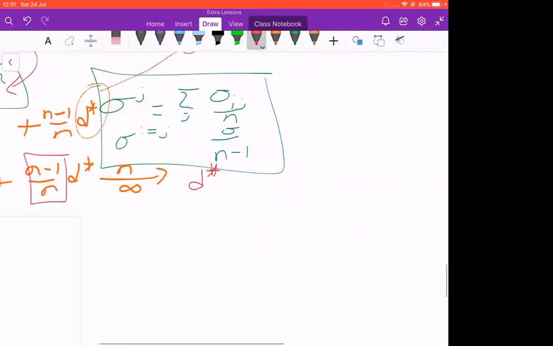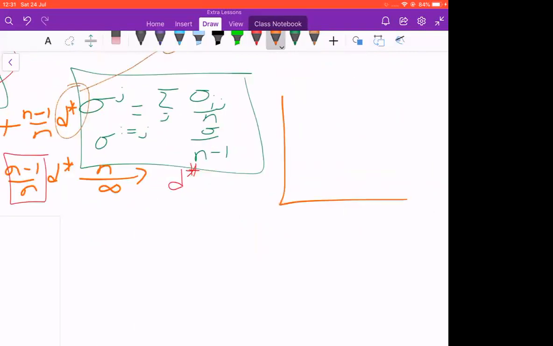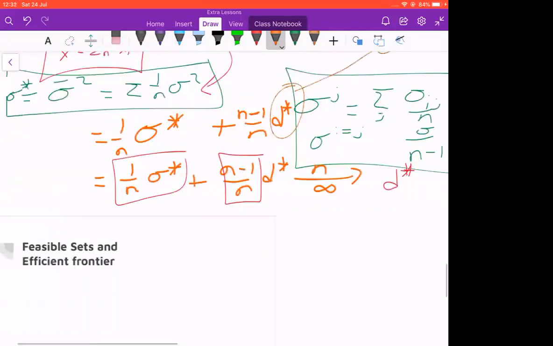So this simply means that this is how you can graph it. You can say this is d. So the variance, the risk, as n goes to infinity, goes towards d. So this is how you explain these two things.